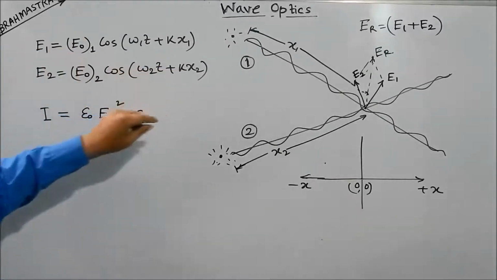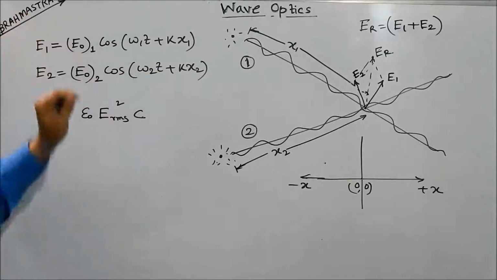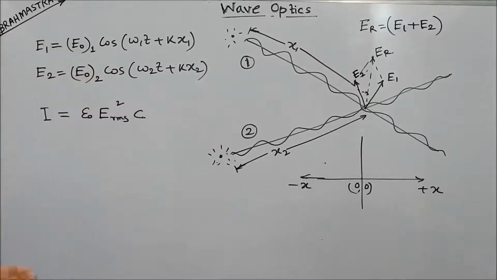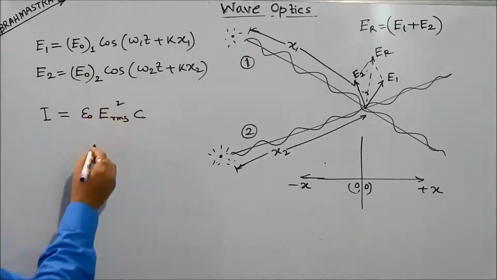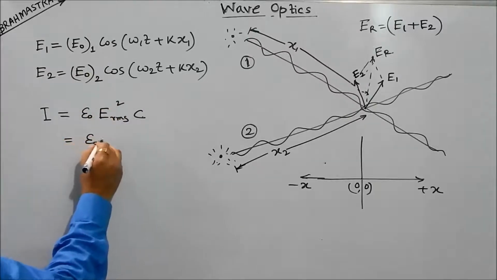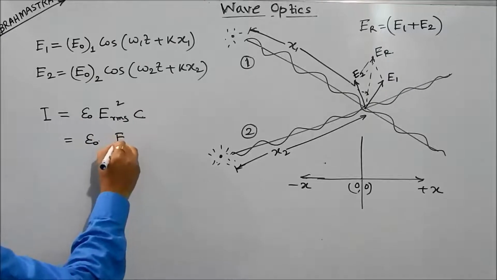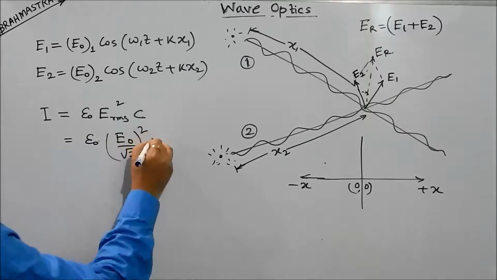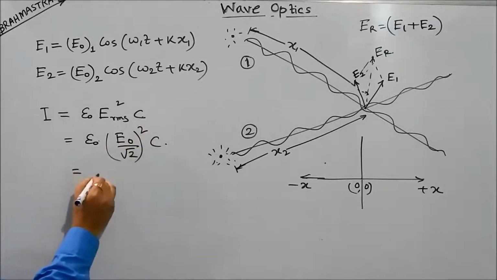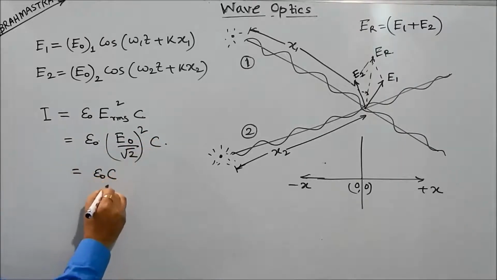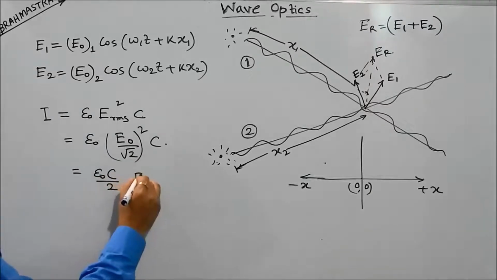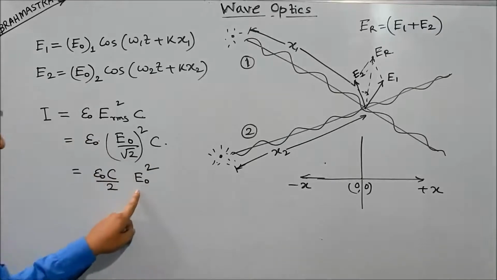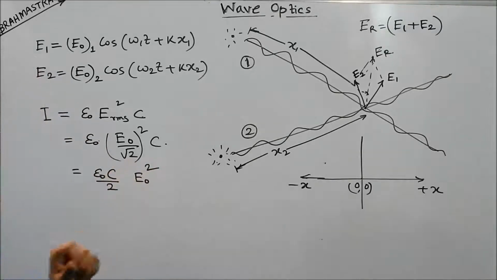But here we have to calculate in terms of E naught, that means the amplitude, the maximum possible value of the electric field. So if I take it in terms of E naught, this will be epsilon naught and RMS is the peak value by root 2, squared, into C. This in turn gives epsilon naught C by 2 into E naught square. E naught is the amplitude.